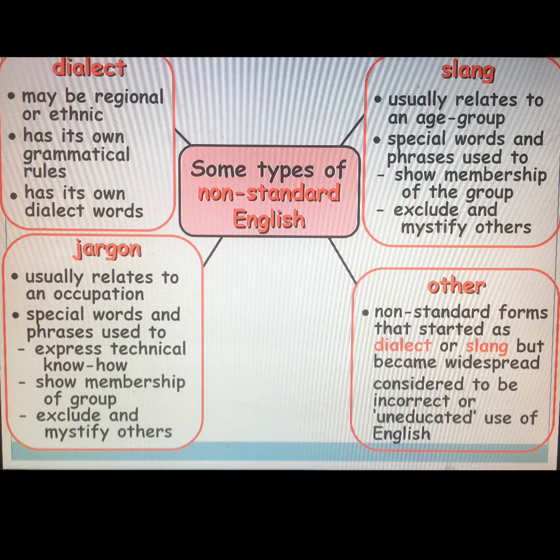Now move on to slang. Slang usually relates to an age group. It has special words and phrases used to show membership of the group or to exclude and mystify others.